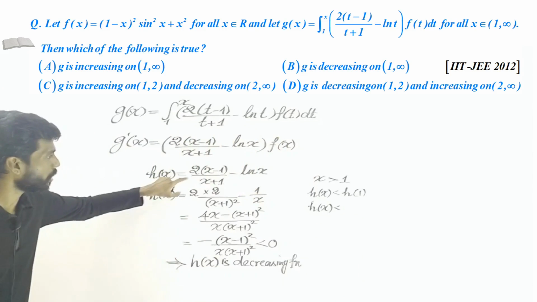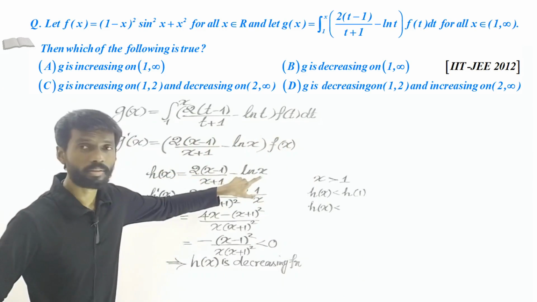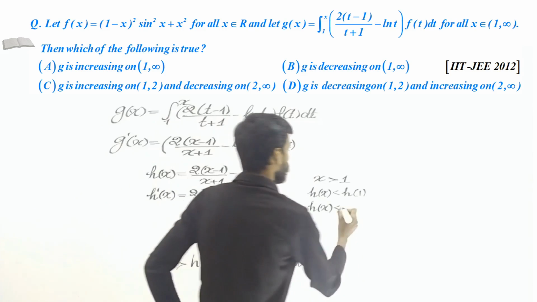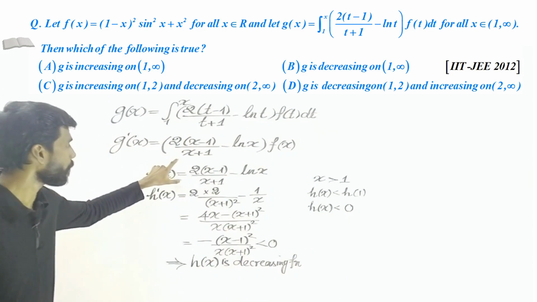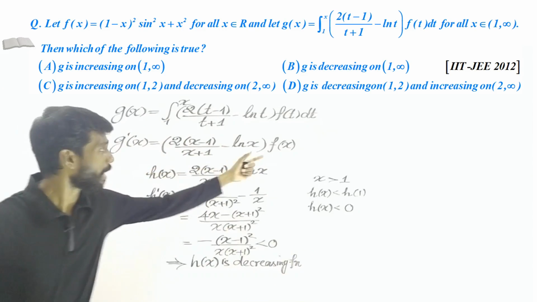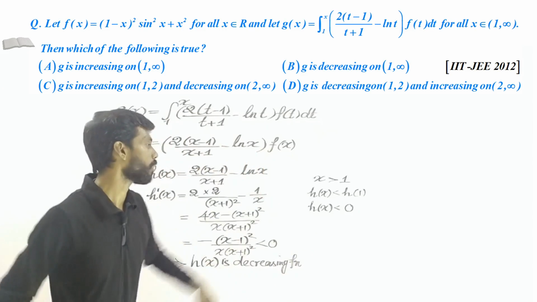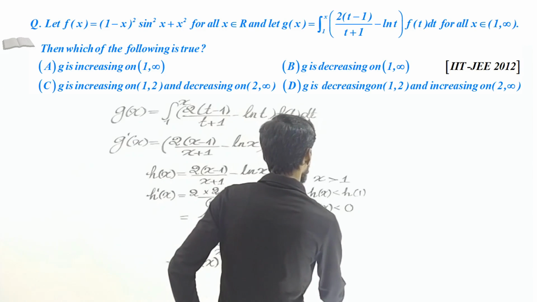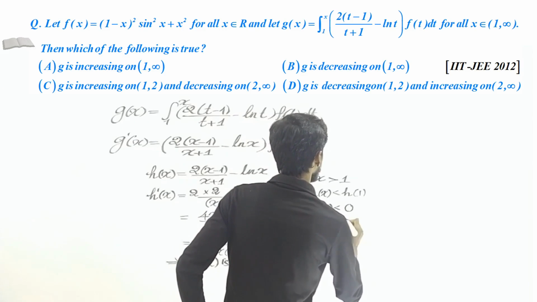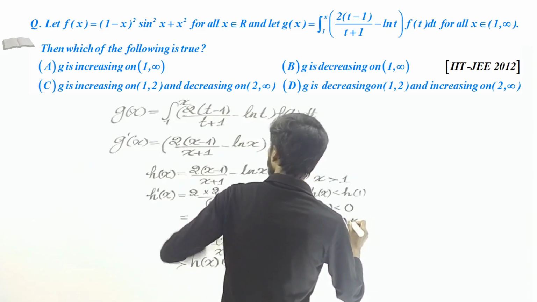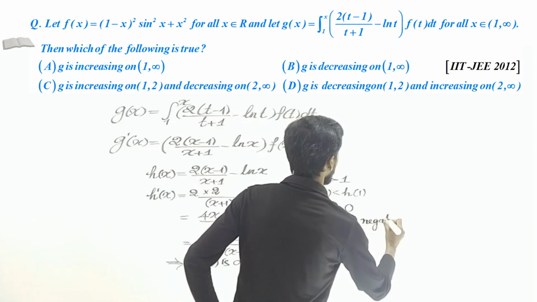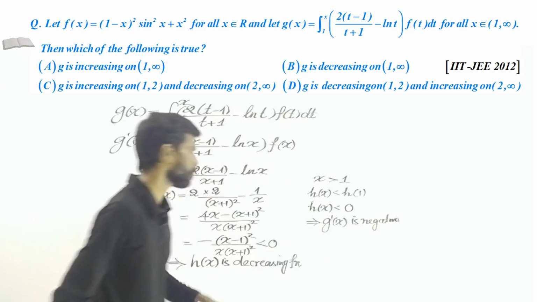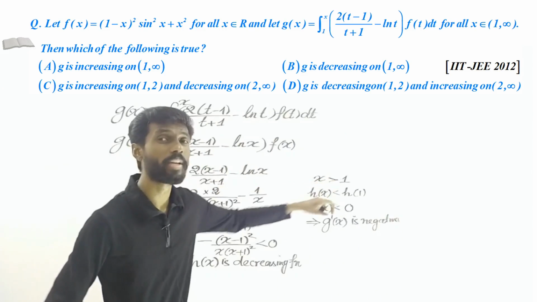Substitute here. So it is 0, ln 1 is also 0. So h of x is negative. That means this whole value is negative, and already this f of x is positive. So we can conclude that g dash of x is negative for all values of x, I mean greater than 1. So x is greater than 1, it is a negative value.